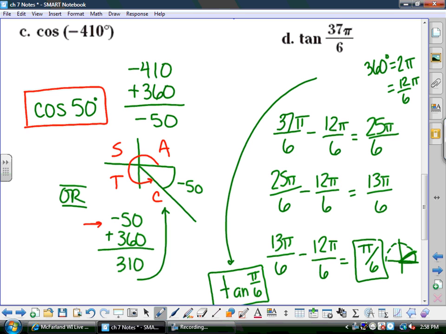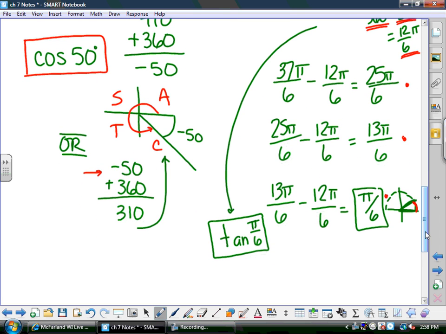For the second one, instead of subtracting 360 degrees, we're subtracting 2 pi, or 12 pi over 6. And when you do that 3 times, you finally end up at pi over 6. And pi over 6 is already in the first quadrant. I don't even need to find a reference angle for it. The tangent of 37 pi over 6 is the same as the tangent of pi over 6.